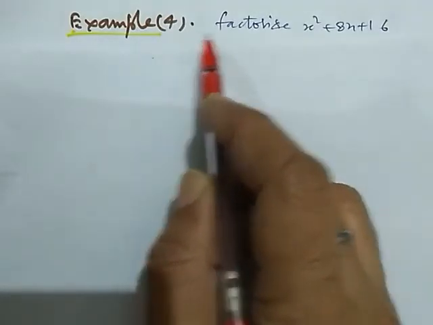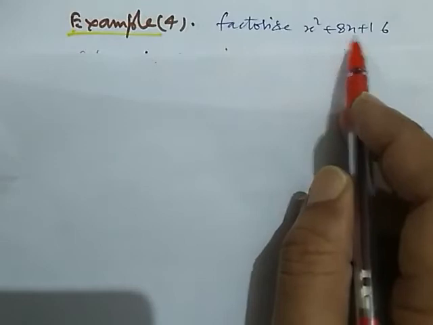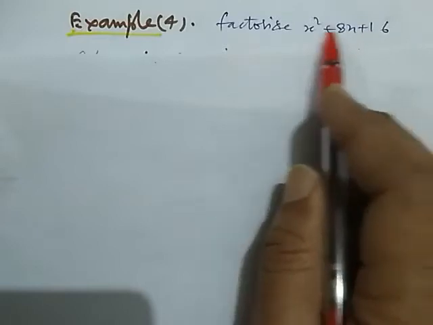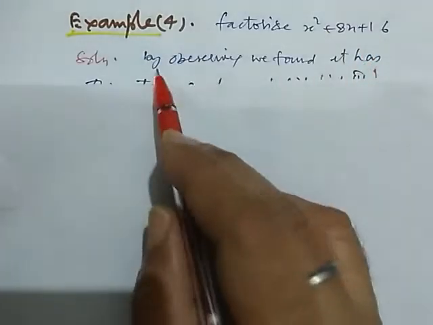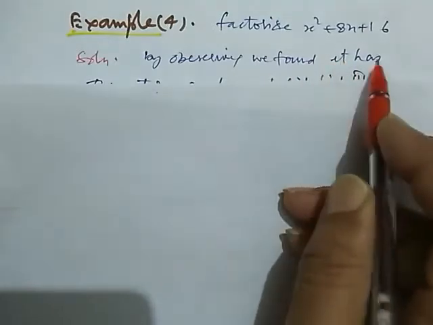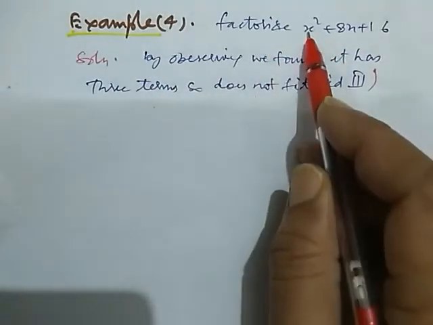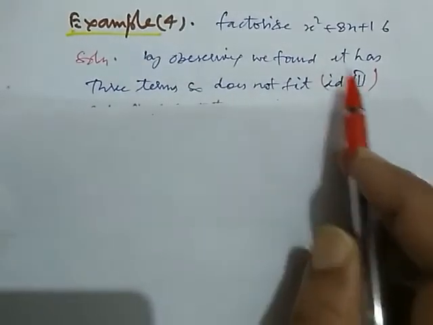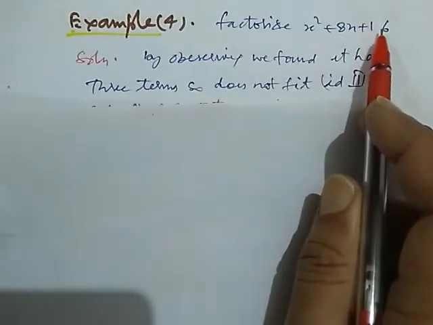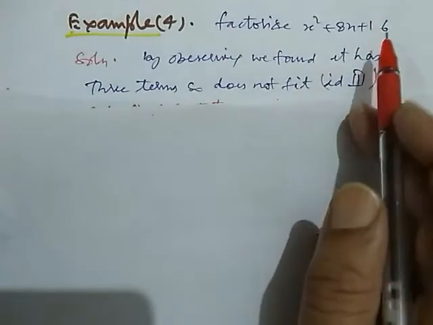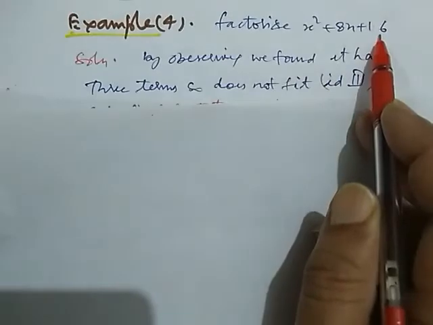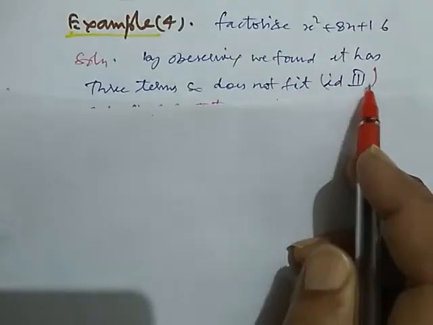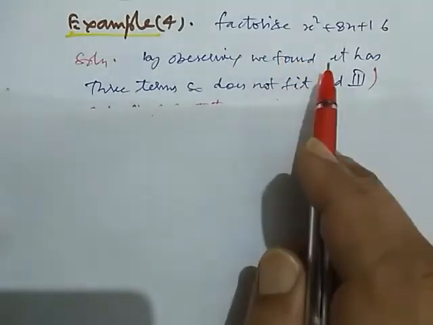Now we take one more example. Factorize x square plus 8x plus 16. There are 3 terms. So what can we find? By observing, we find it has 3 terms: 1, 2 and 3. So it does not fit identity third, because in identity third there are only two terms, a square minus b square. Here there are three terms, so these three terms do not fit identity third. So we try the first and second.